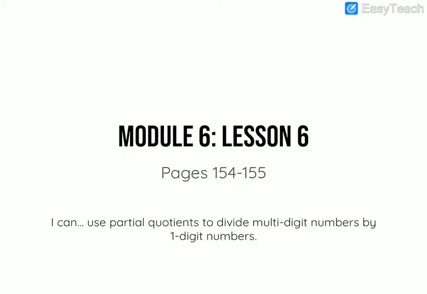Welcome to Module 6, Lesson 6. In this lesson, we're going to focus on using partial quotients to divide multi-digit numbers by one-digit numbers. So we've been seeing something similar with partial quotients in using area models. We're just going to look at this a little bit different in this lesson.